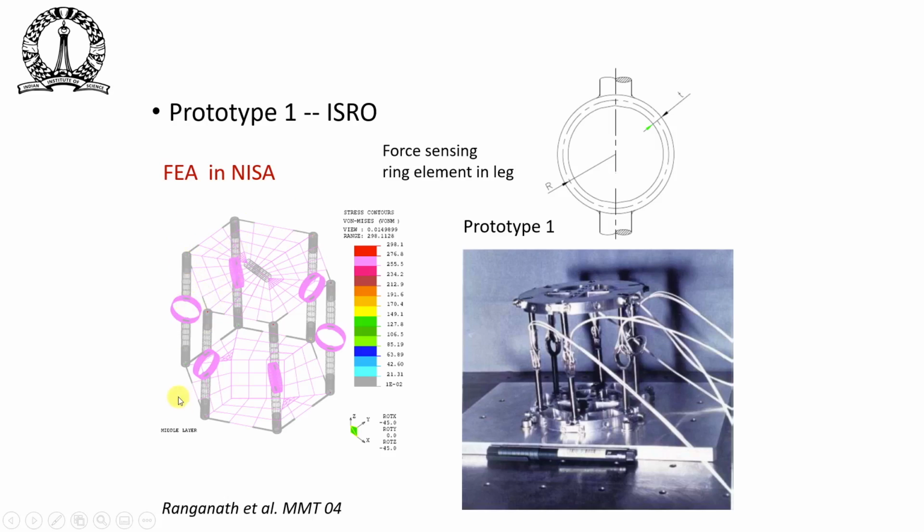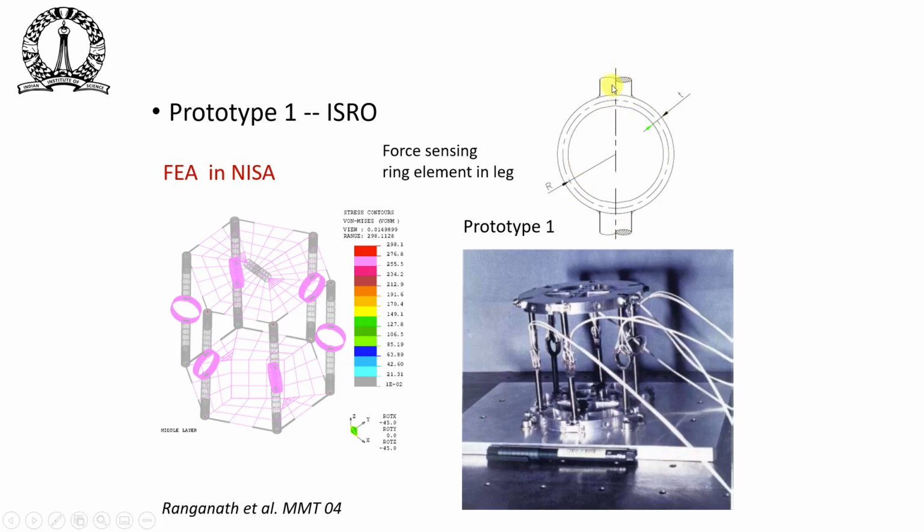So basically these are the top platforms. This is the bottom platform. And then there are these flexural joints connecting each leg to the top and bottom platform. And as I said, we do not have sliding joints. We do not have actuators there. Instead of an actuator, we put a ring which can measure the strains or the deformation in each leg. So basically the ring looks like this. This is the top part of the leg, this is the bottom part of the leg.